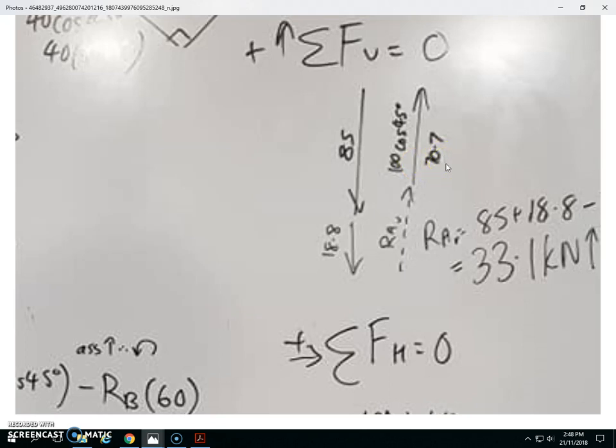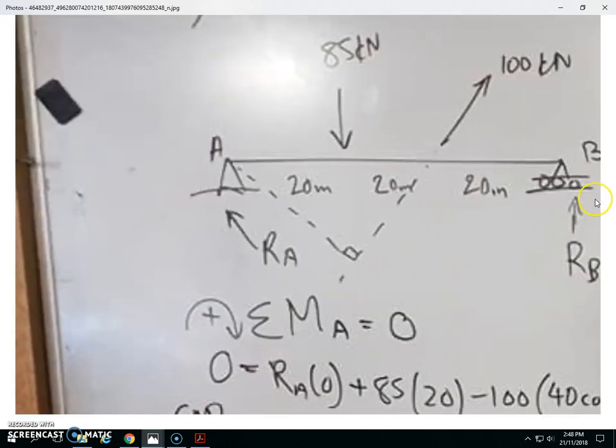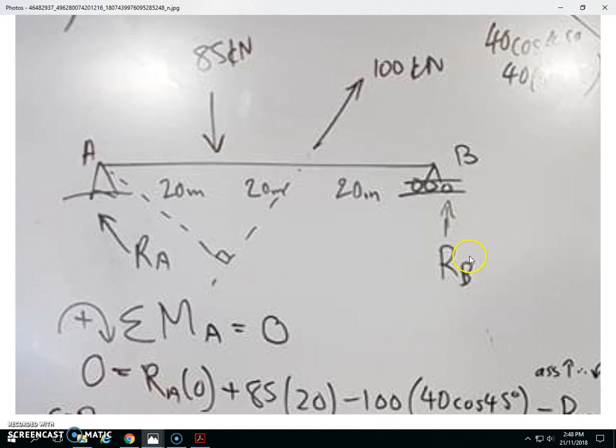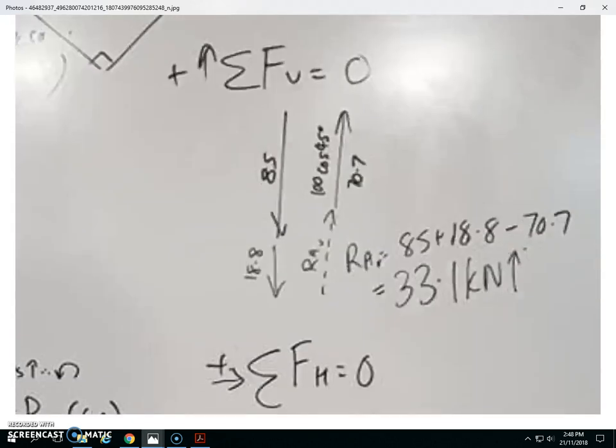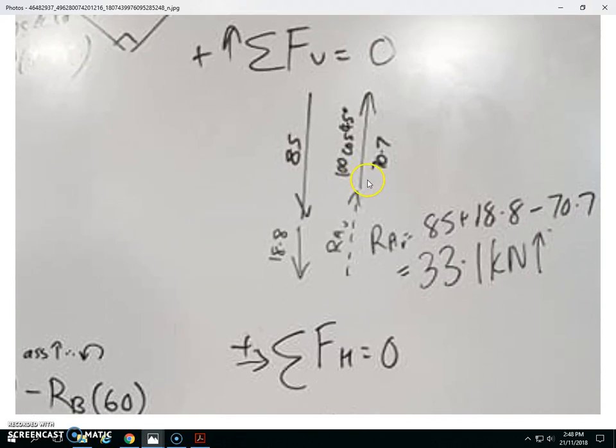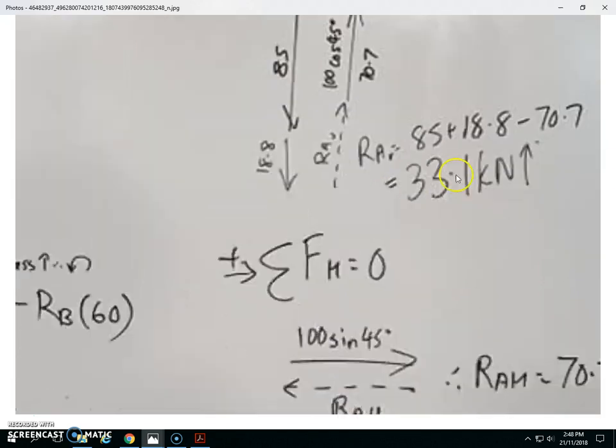Now, if I take the other forces that I know, well, I now know that RB is in fact 18.8 down. And I can see 85 down, so that's there. I've got 70.7 going up. So what do I need for that to balance? Well, I need 33.1. Now, I've got the equation there, but you can see.